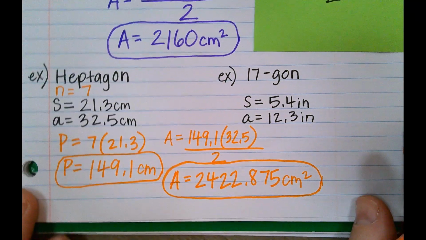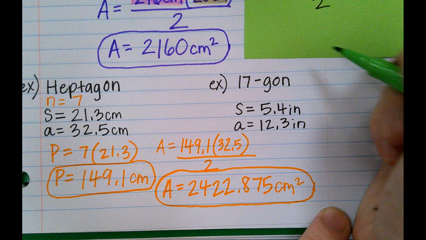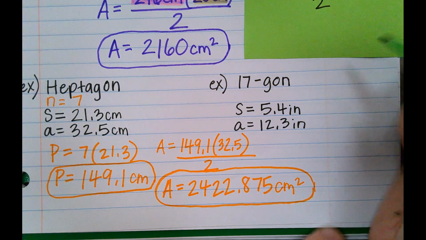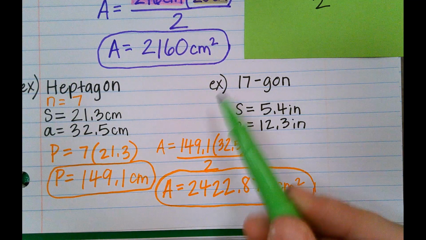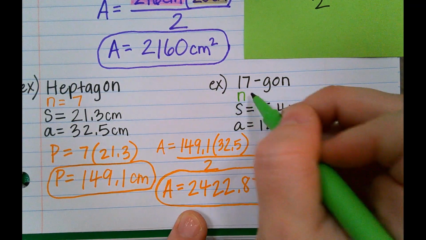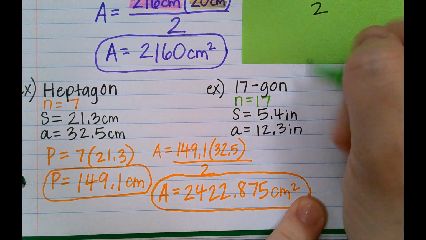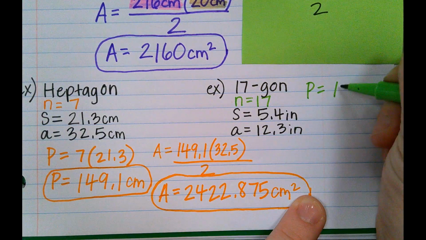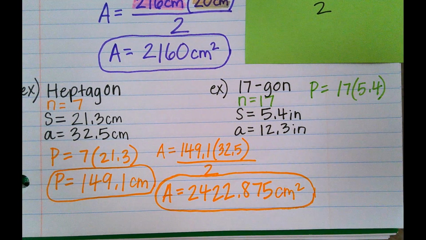Okay, nice. Did anybody get the second one done? You did? Okay. Seth, can you show me or tell me how to do it? Not to put you on the spot. Seventeen-gon, yes. We learned yesterday any number-gon just means it has that many sides. This has 17 sides. So that's my n. So 17 times 5.4. Good. That was a trick. 17 times 5.4. Beautiful.